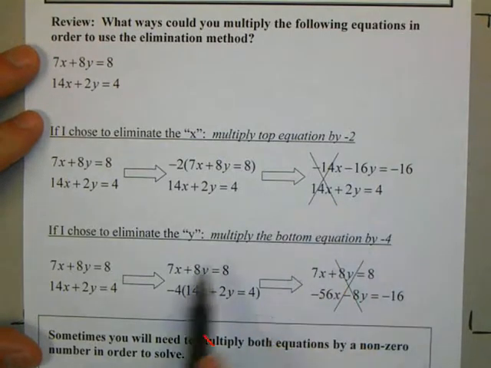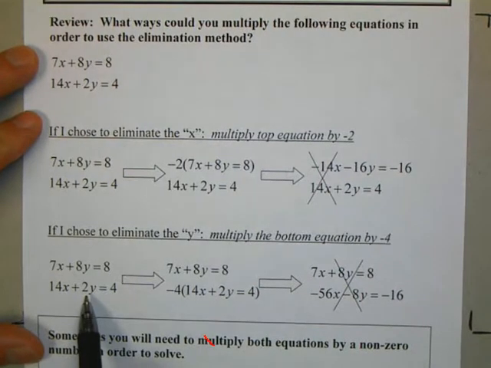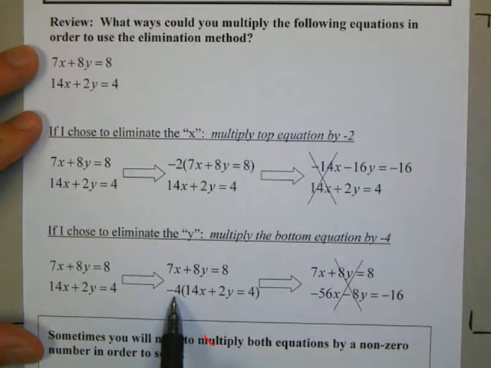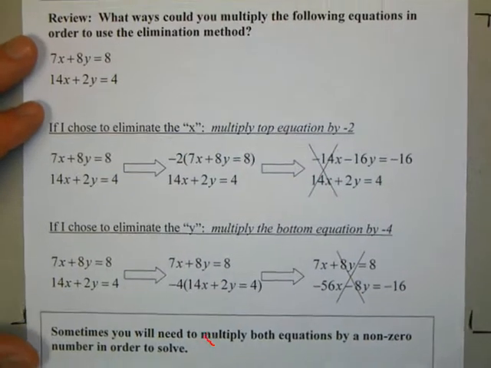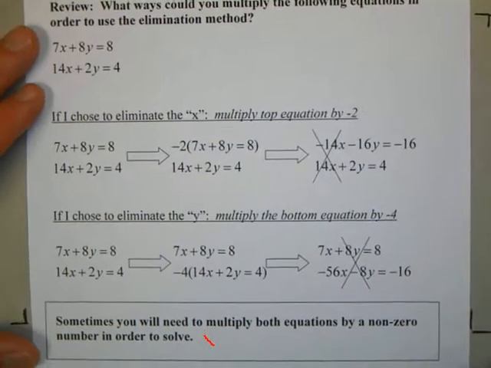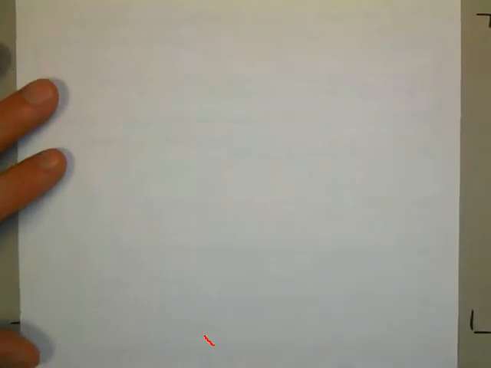I could have chosen to eliminate the y's. To eliminate the y's, between the 8y and the 2y, I would have wanted to get negative 8y on the bottom. So I multiply the bottom equation by negative 4. Now you can see the 8y's will drop out. So, in some cases, you may need to multiply both equations by a non-zero number in order to solve it.